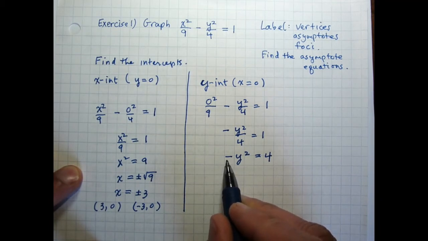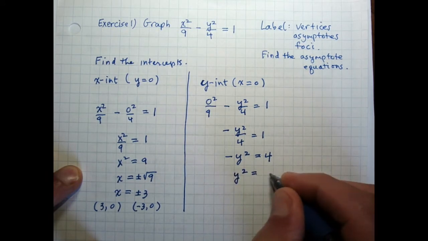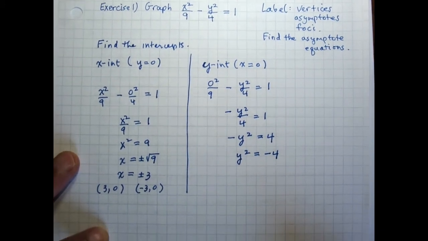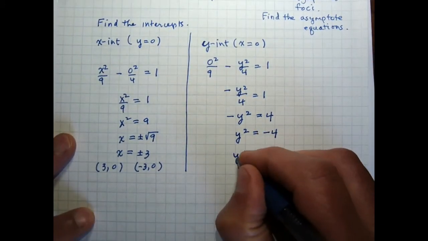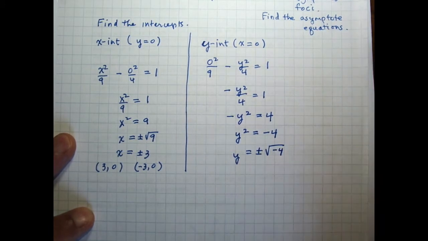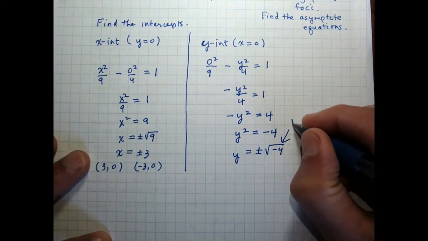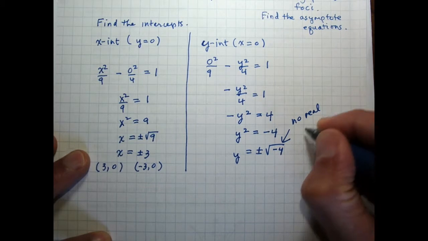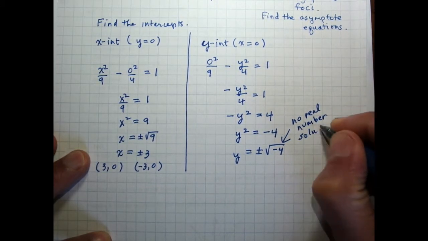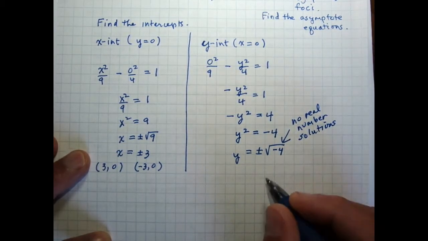Because we have a minus sign, I'm going to multiply both sides by -1. That's equivalent to saying y squared equals -4. When I take square roots, I get y equals plus or minus the square root of -4. And notice that there are no real number solutions, because I'm trying to take the square root of a negative number.